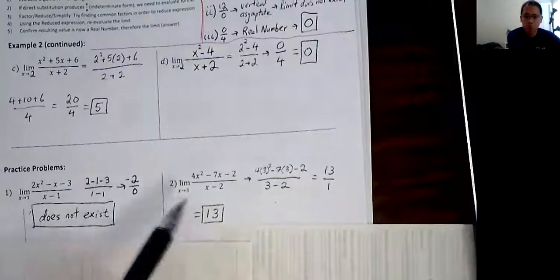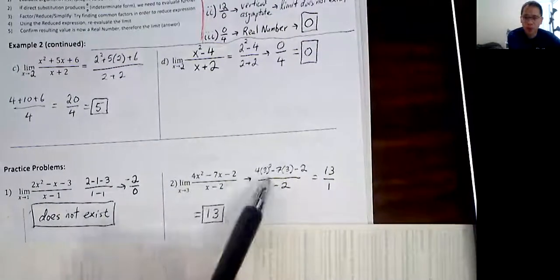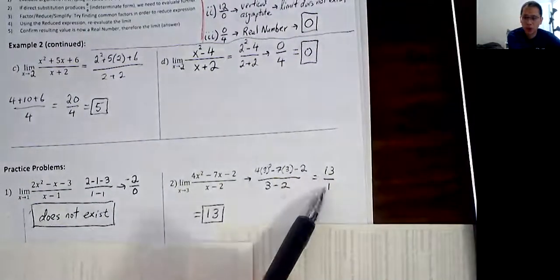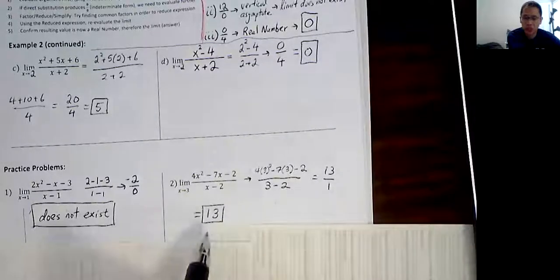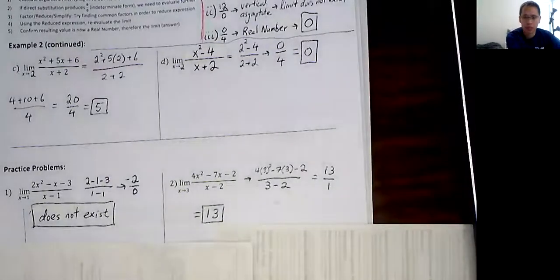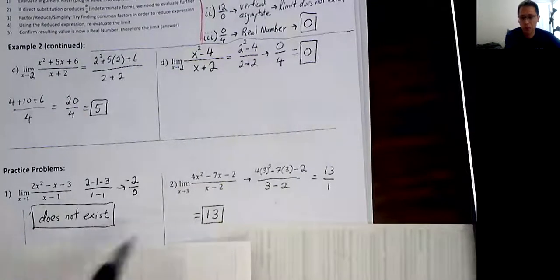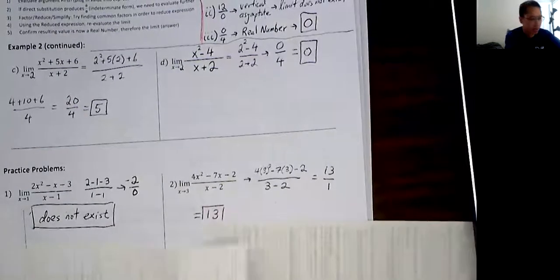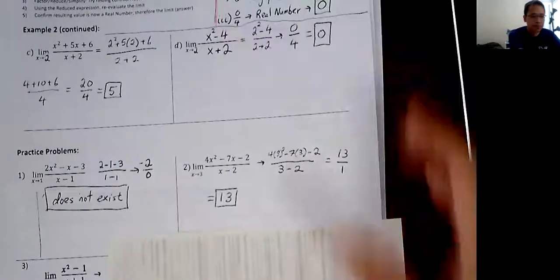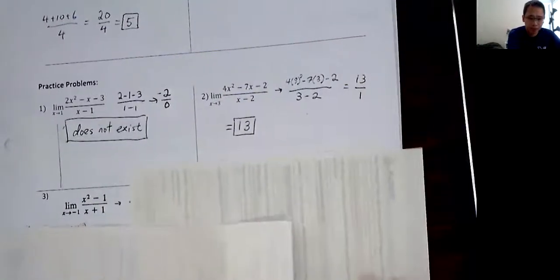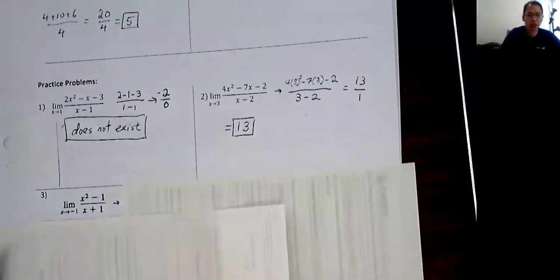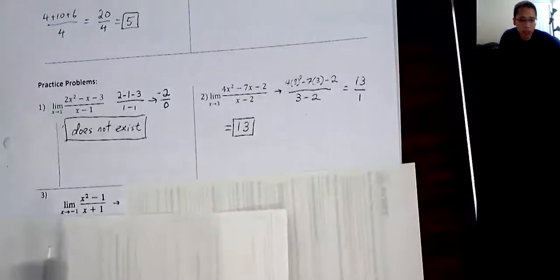Number 2, we plug in 3, and we get a real number up above and non-zero below. 13 over 1 is just 13. That's our answer. There's no break in the graph, it's a continuous function, so it's just like evaluating a function at a point.